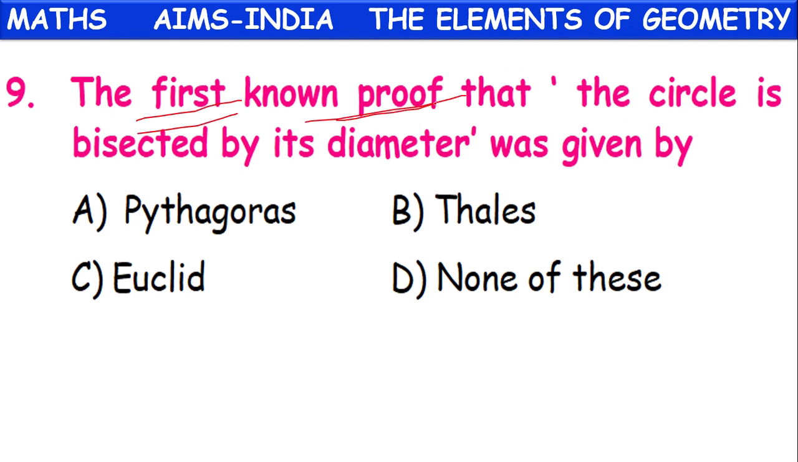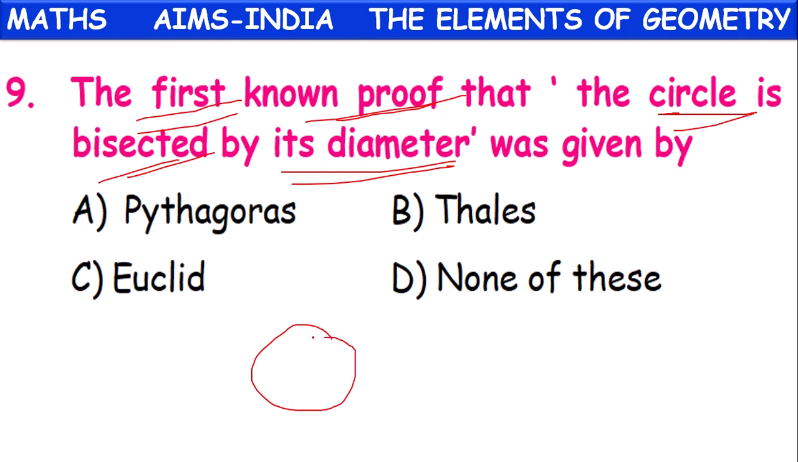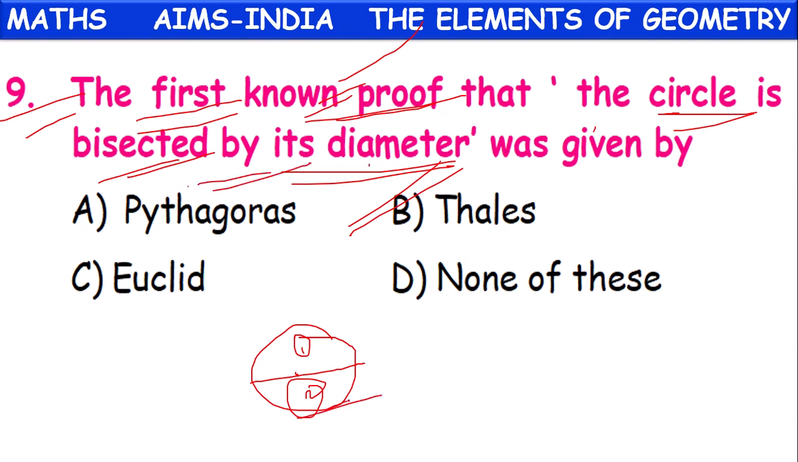The first known proof: the circle is bisected by its diameter. Circle, if we draw diameter, it is bisected into 2 equal parts. This proof was first given by Thales. Until then, the geometry was in unsystematic manner. So Thales started giving proofs for theorems, and this is the first proof. The circle is bisected by its diameter, given by Thales.